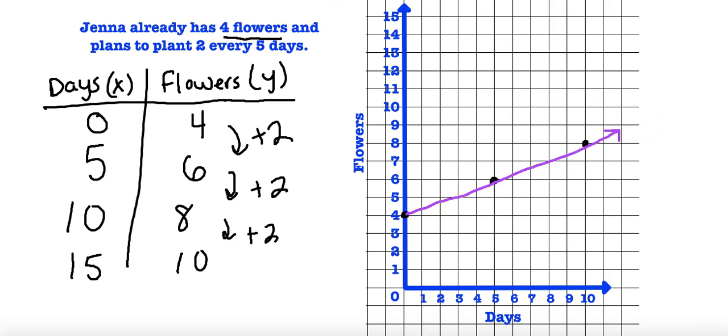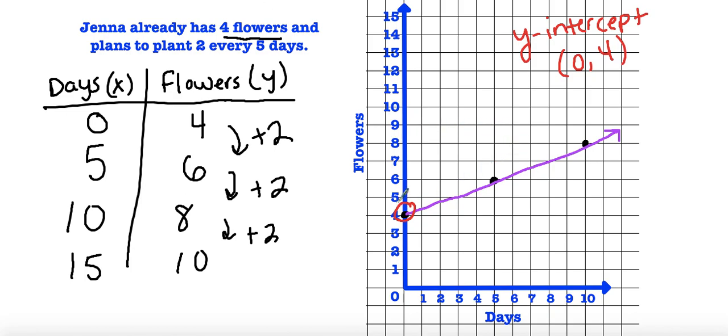And again, let's say we were not given this table. Our y-intercept is our initial value. So at 0 days before Jenna even does anything, she has 4 plants. So our y-intercept is 0, 4, because at 0 days she already has 4 plants.